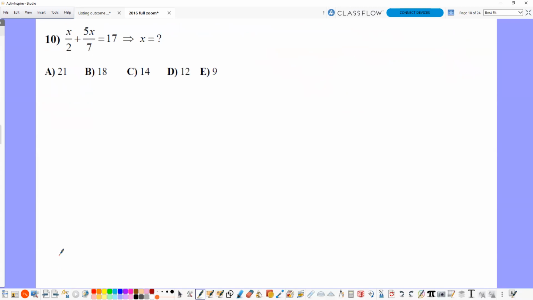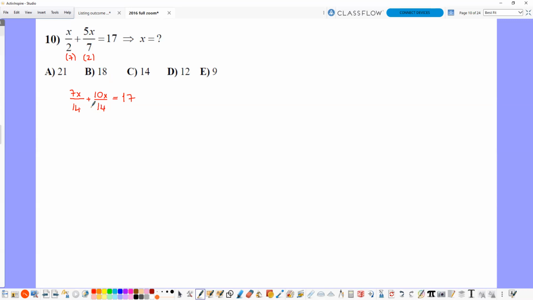The 10th question is going to be fractions, algebraic fractions also it is called. Since the denominators are not the same, I'm going to make the denominators the same. So I'm going to write here 7 and here 2, which is equal to 7 times x, it's going to be equal to 7x. 7 times 2 is equal to 14. And plus 2 times 5x is equal to 10x. And 2 times 7 is equal to 14, which is equal to 17.